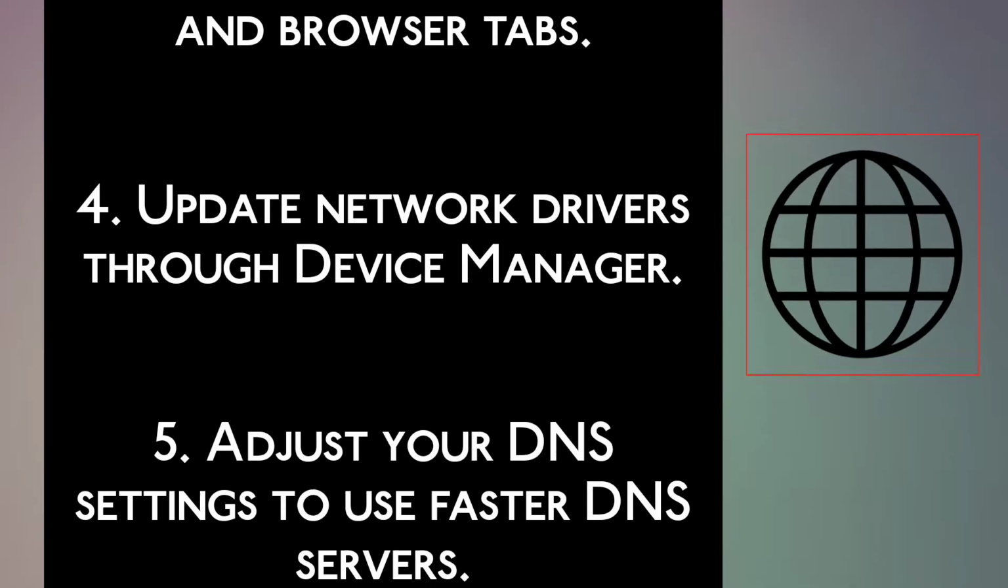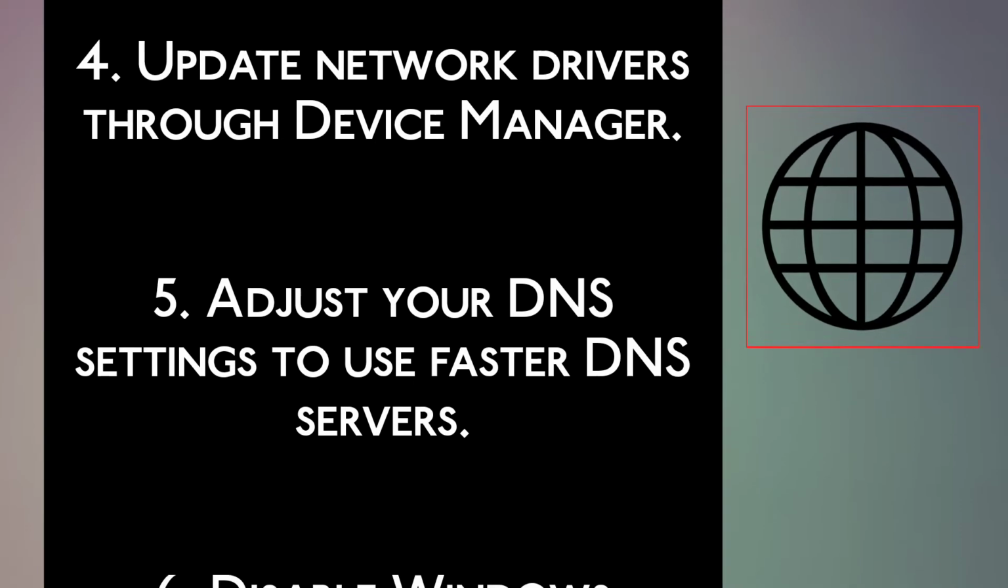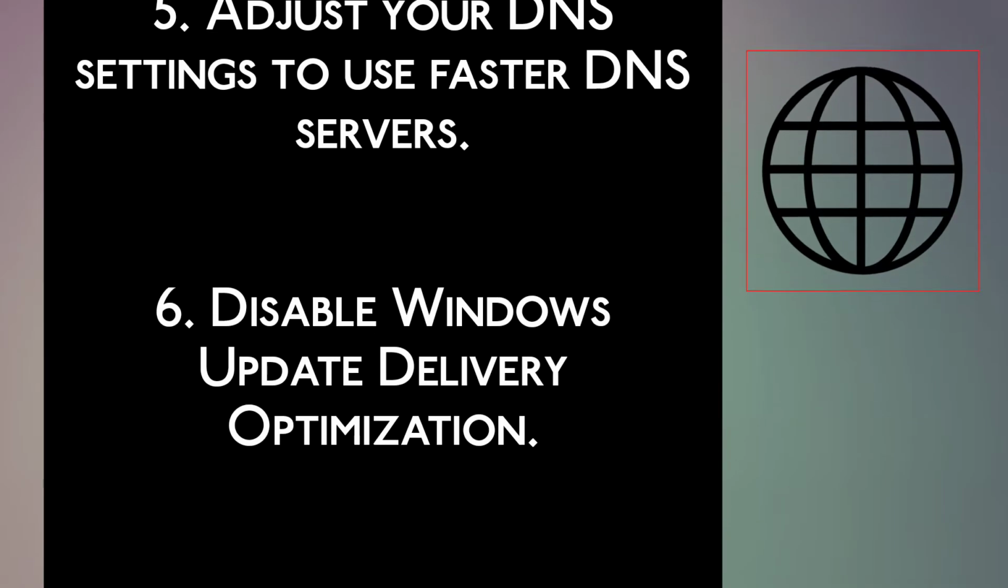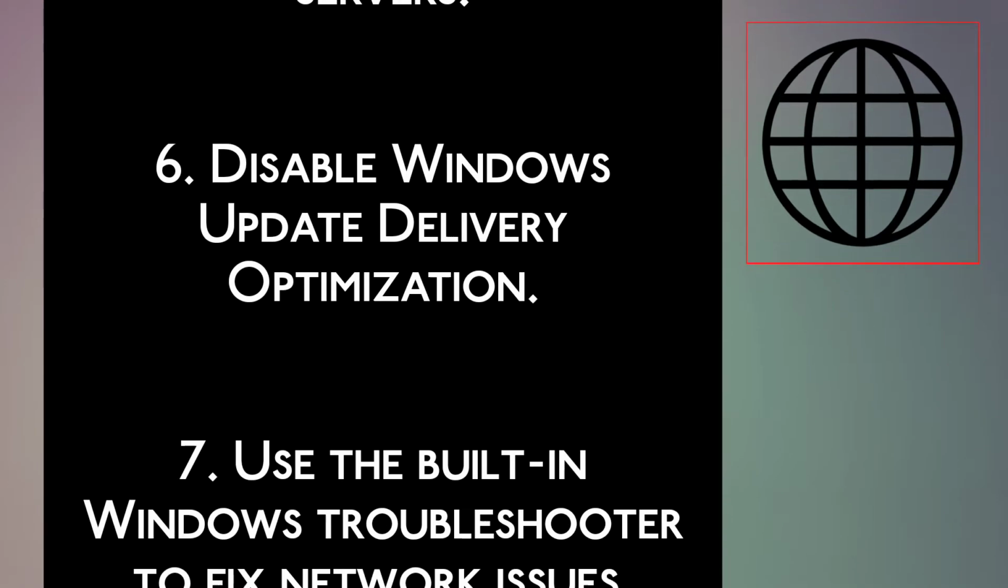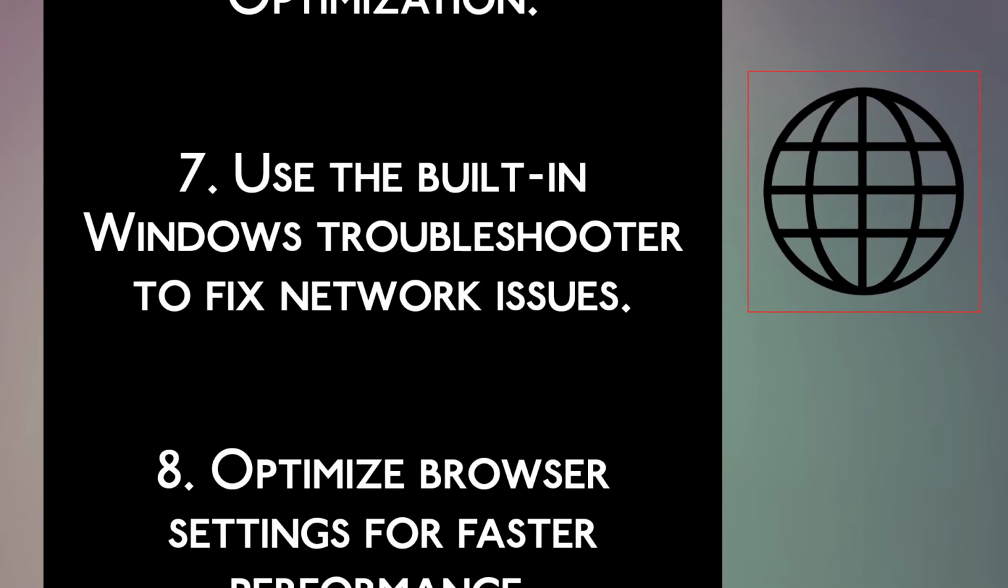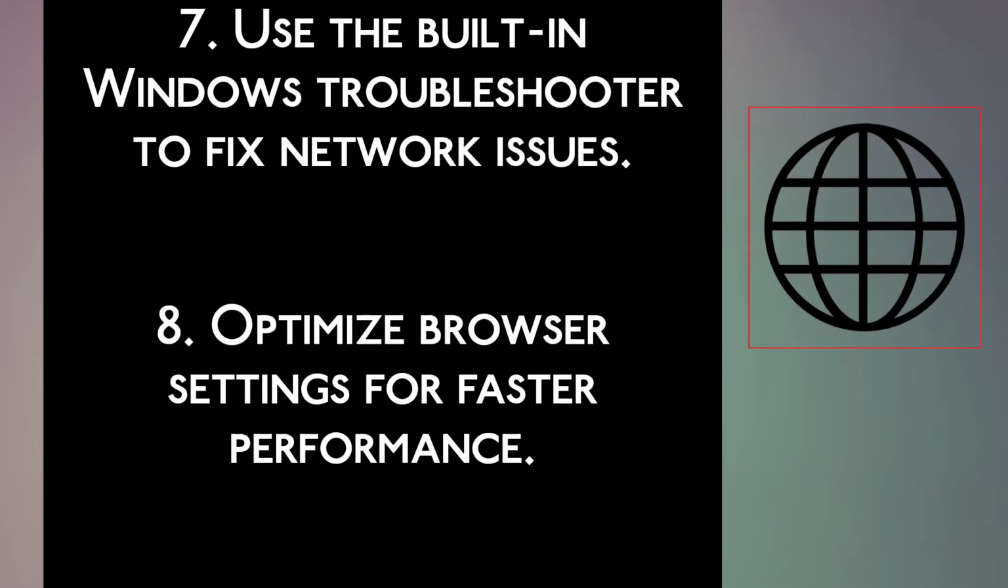Step 5. Adjust your DNS settings to use faster DNS servers. Step 6. Disable Windows Update Delivery Optimization. Step 7. Use the built-in Windows Troubleshooter to fix network issues. Step 8. Optimize browser settings for faster performance.